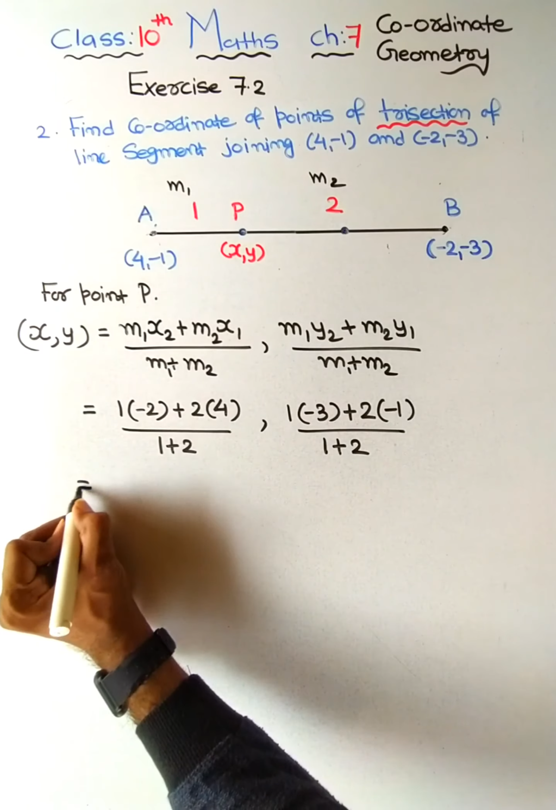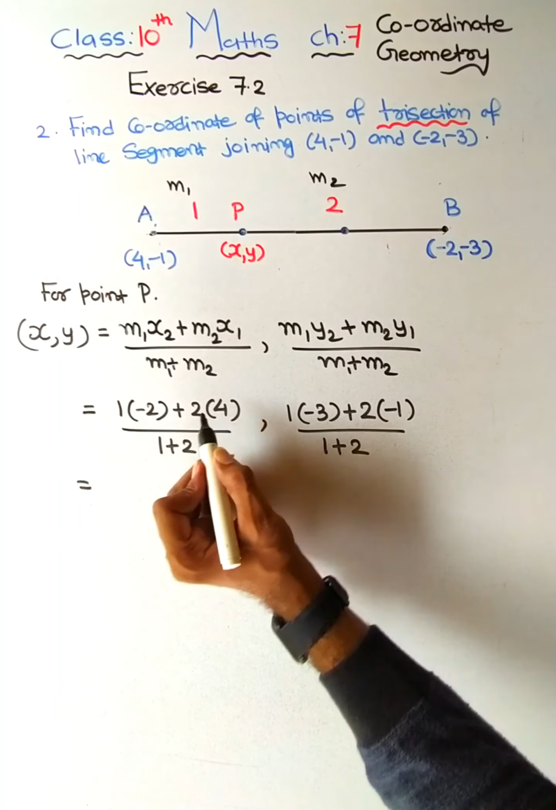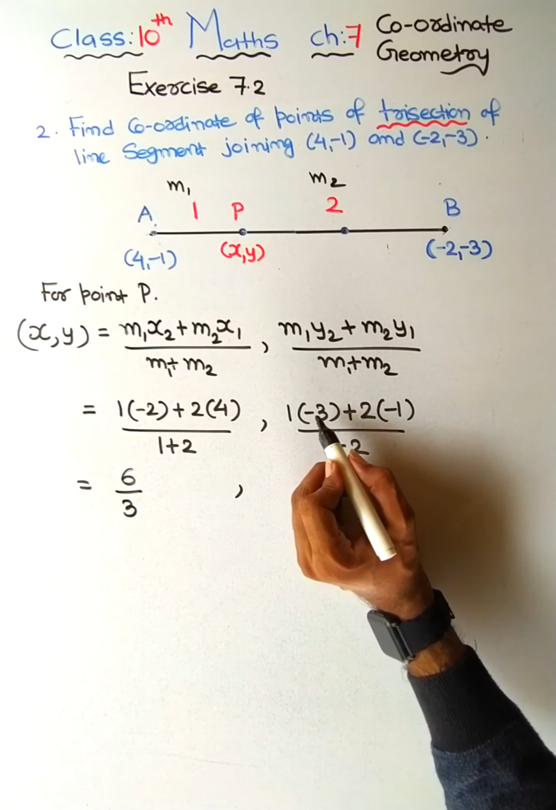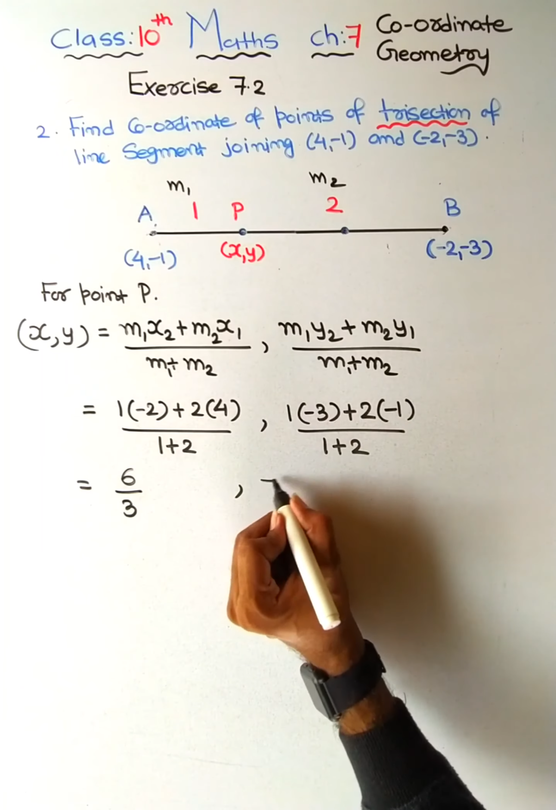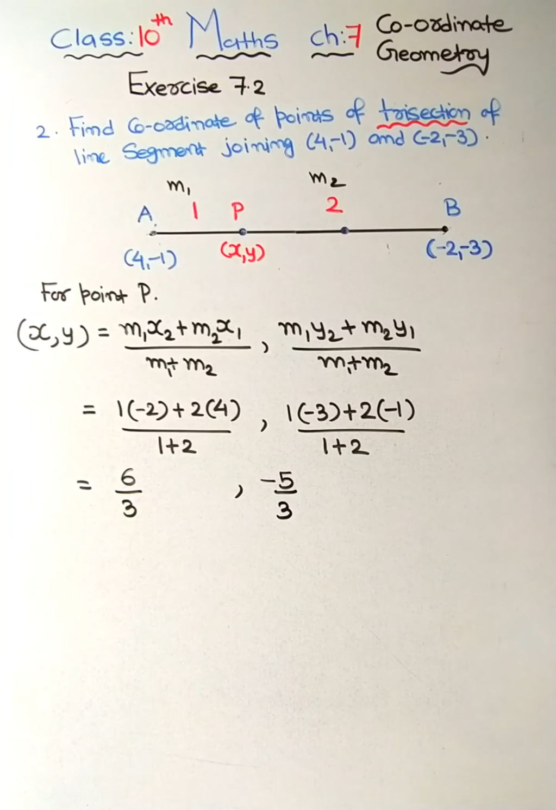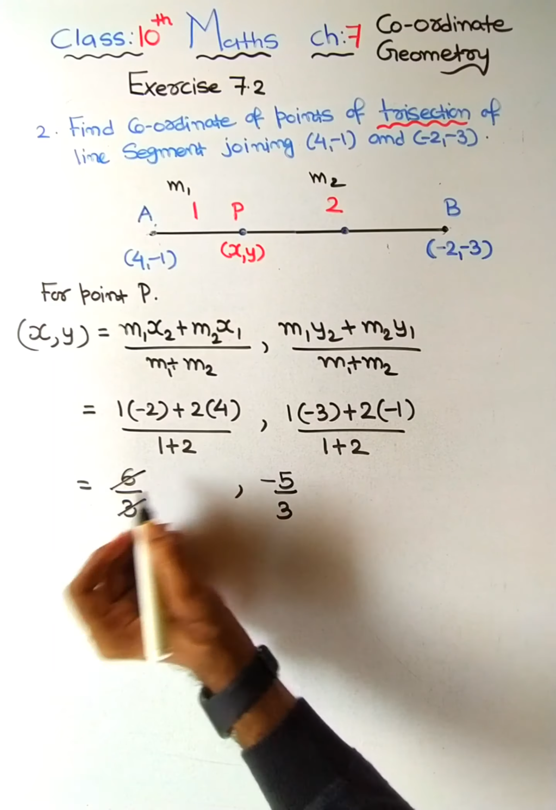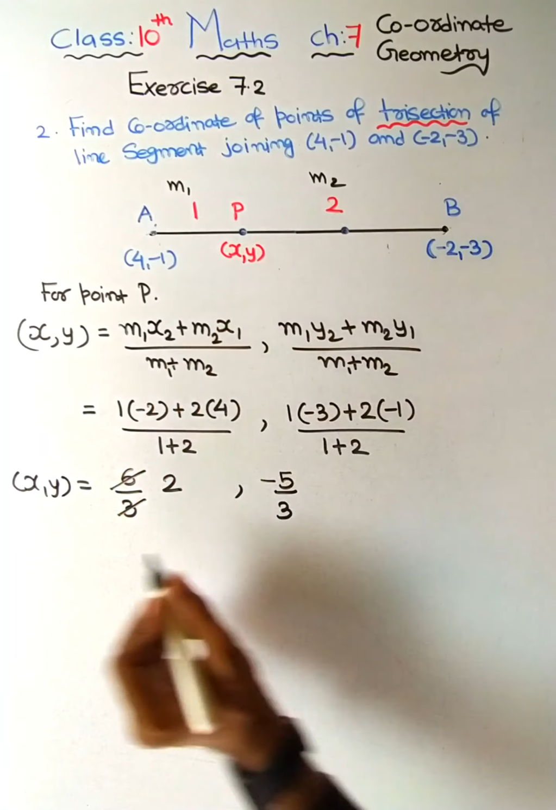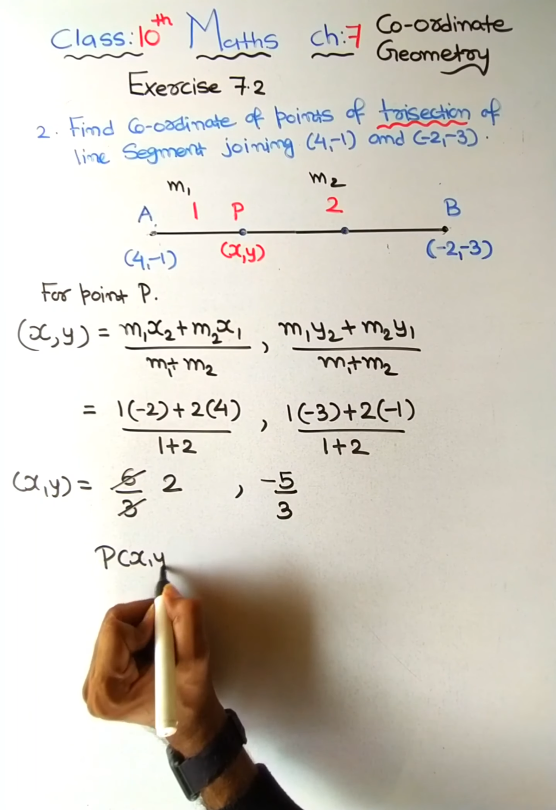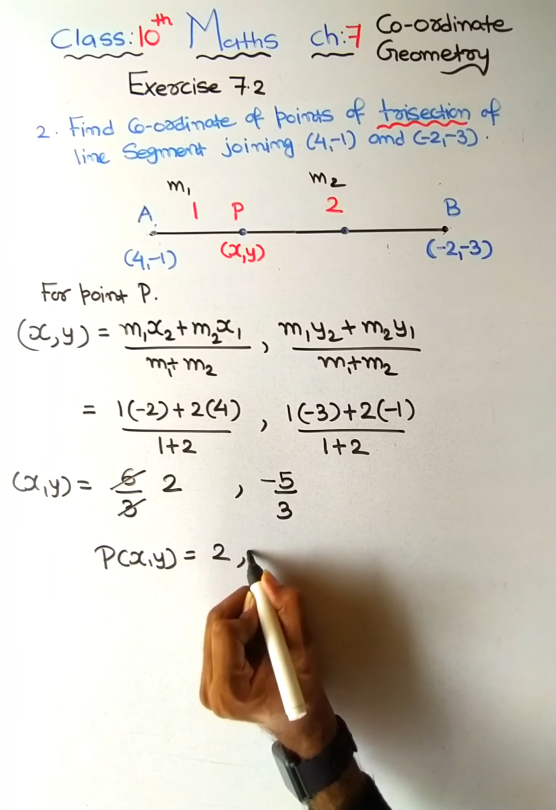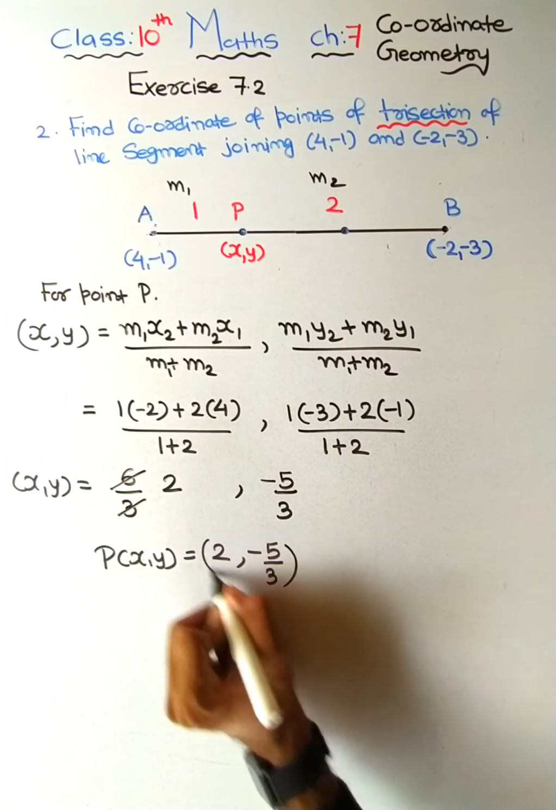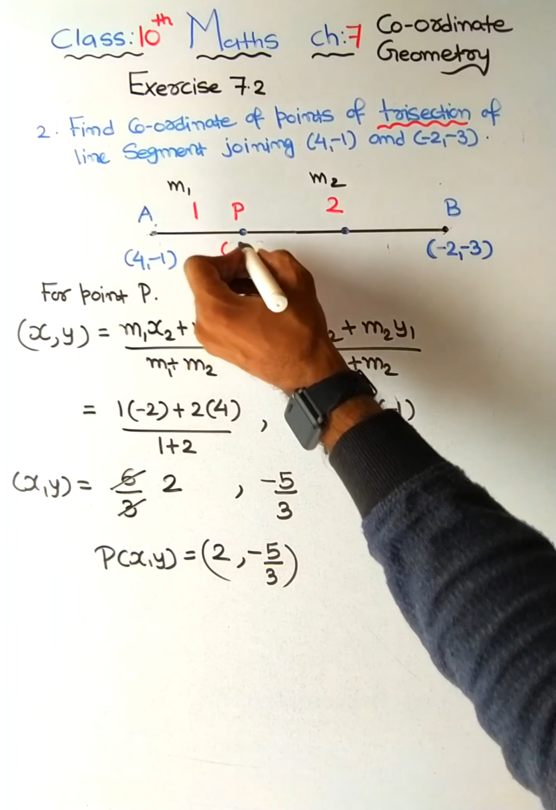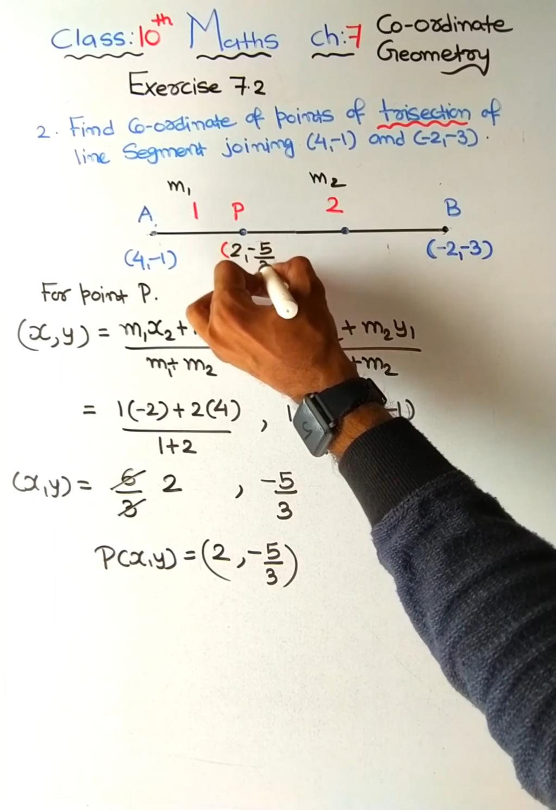So finally solving this, 2 4s are 8, 8 minus 2, 6 upon 3. Over here you see minus 3 minus 2, that means minus 5 upon 3. Here you can solve it, it will be 2. So finally we got x, y of point P as 2, minus 5 by 3. Clear? So we got this point as 2, minus 5 by 3.